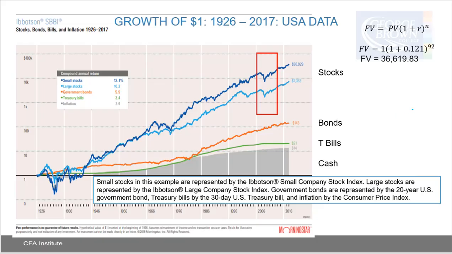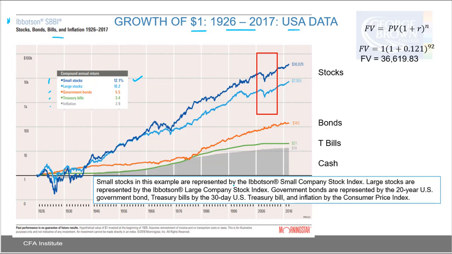Okay, what I'm showing on this slide is the growth of $1 from 1926 to 2017. It's USA data, and I'm getting this from the Ibbotson SBBI yearbook. This is something that's published year after year, and it gives information on asset class returns, in particular stocks, government bonds, treasury bills, and inflation.